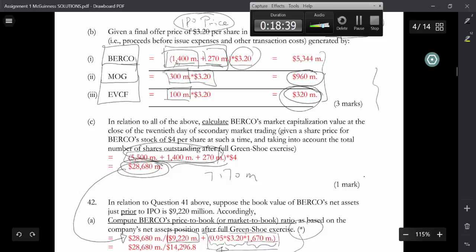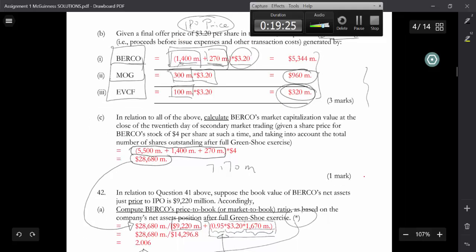Same for this one. In relation to all of the above, calculate Berkel's market capitalization value at the close of the 20th day. So that would be when the stabilization period finishes, I guess. Given a share price of $4 at the time, like I said to you, this number, which you saw in part A, has reappeared. So you can actually recycle that number and use it. And if you got it right at the beginning, then you will get it right here. Okay, so it's very important.